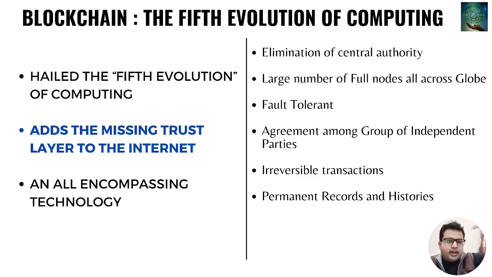But in blockchain, it's a network of full nodes. So if any full node goes down, there will be no issue. Why? Because other nodes will take care of the operations of the network. That's why it is fault tolerant. Agreement among a group of independent parties. Every transaction is first validated by all the participating full nodes. Once all the full nodes validate, only then will the transaction get registered, and once the transaction is registered, it is irreversible. That's why it is an irreversible transaction, a very powerful feature.